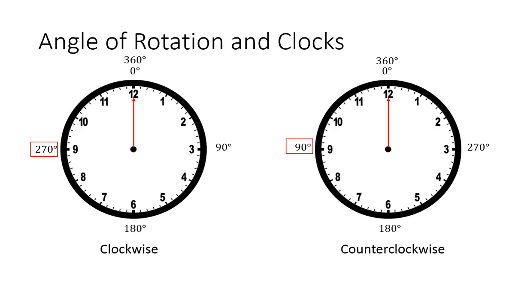And notice that 270 degrees clockwise is the same as 90 degrees counterclockwise. You are going to end up at the same location. And then similarly, a 90 degree clockwise rotation is the same as a 270 degree counterclockwise rotation. And notice that with 180 degrees, it doesn't matter if you're moving counterclockwise or clockwise, you'll end up at the same location. And same thing with 0 degrees and 360 degrees.